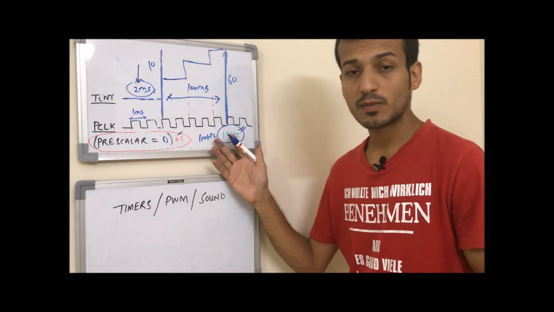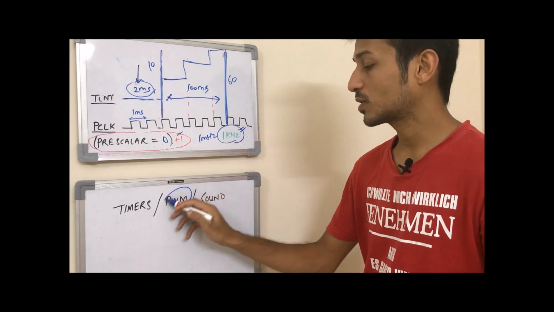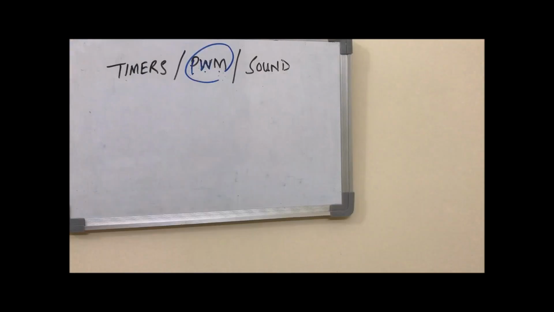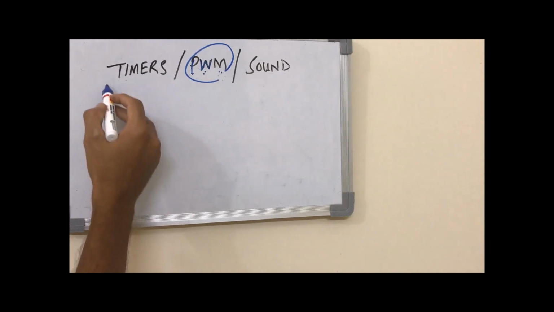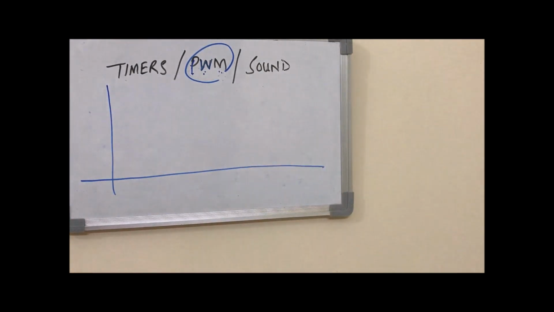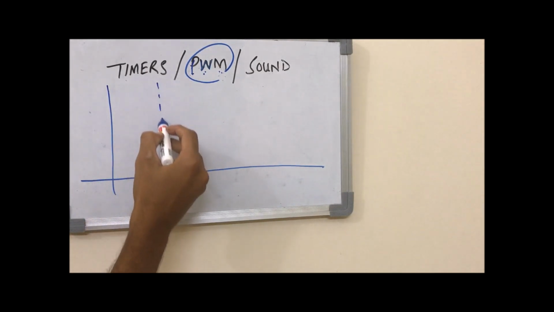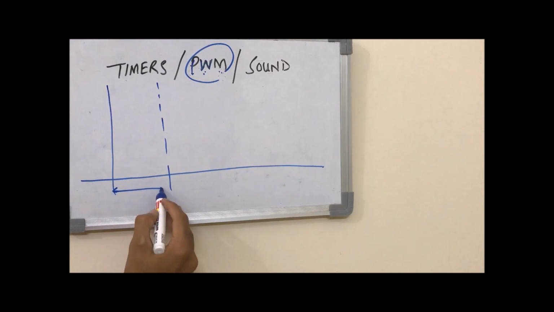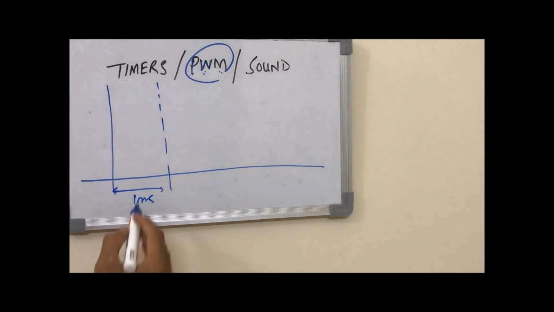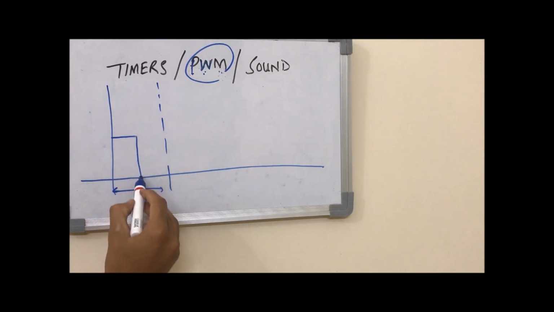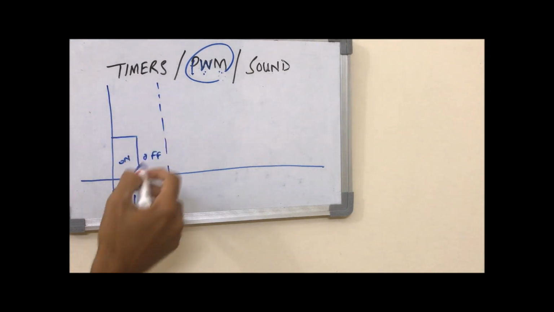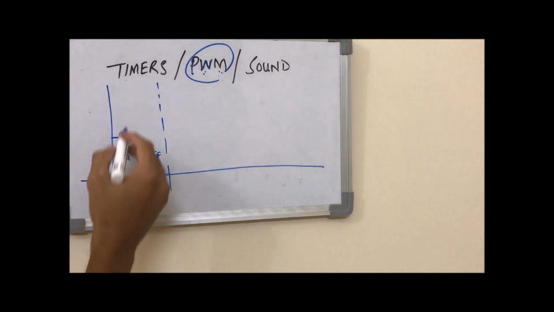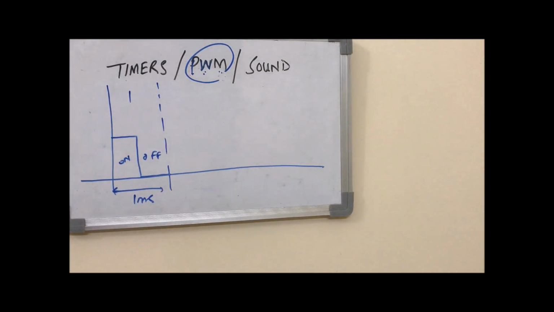So that was very basic about the timers, and now we will discuss something about the PWM. So first of all, what is PWM? PWM stands for pulse width modulation. It's a technique in which you can increase or decrease the pulse width. So I have a configuration like, let's say this is 1 millisecond, and the on time and off time is actually the same. So this is the first configuration.